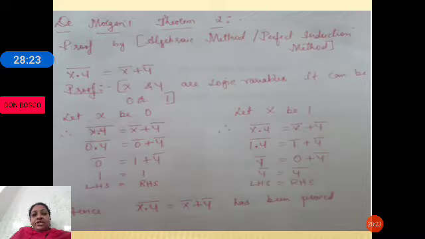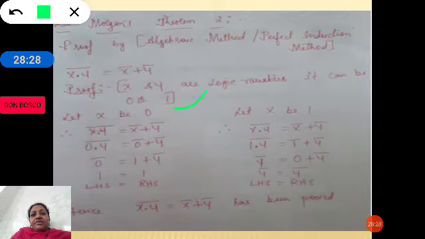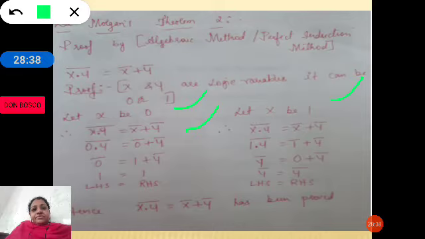So we need to substitute. First we substituted the x value with 0 and then with 1. So 0 AND y is equal to 0 complement plus y complement. 0 ANDed with y is 0, and 0 complement is 1, so 1 plus y bar. Since 1 plus x is equal to 1, therefore 1 plus y bar is equal to 1. So LHS is equal to RHS.